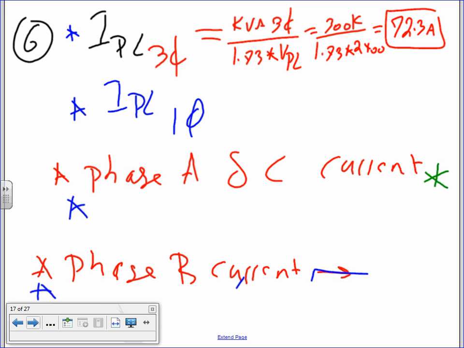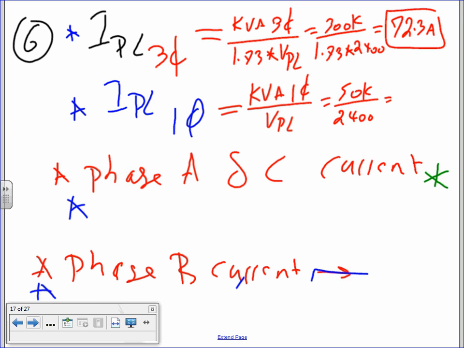That's your three phase. Now, single phase. Matt, can you give me the kVA for single phase? 50. Yep, thank you. Divided by V primary line. Is there a 1.73 here? No. For this there is nothing, because we're doing single phase. So this becomes 50K divided by 2400, which gets you 21 amps.